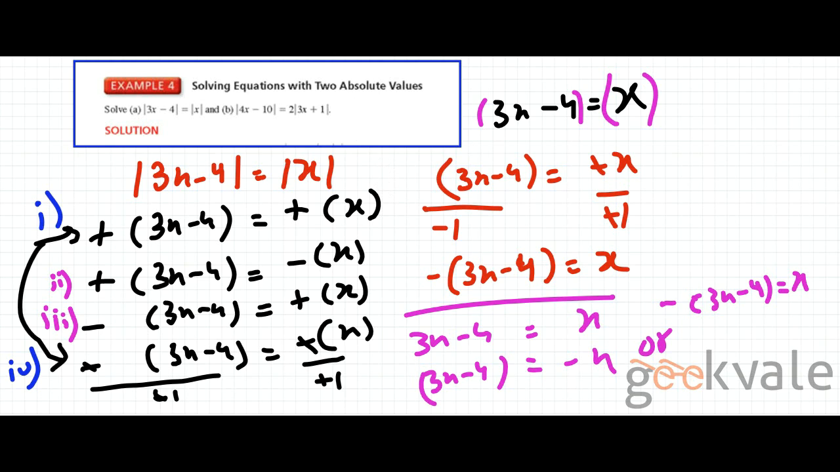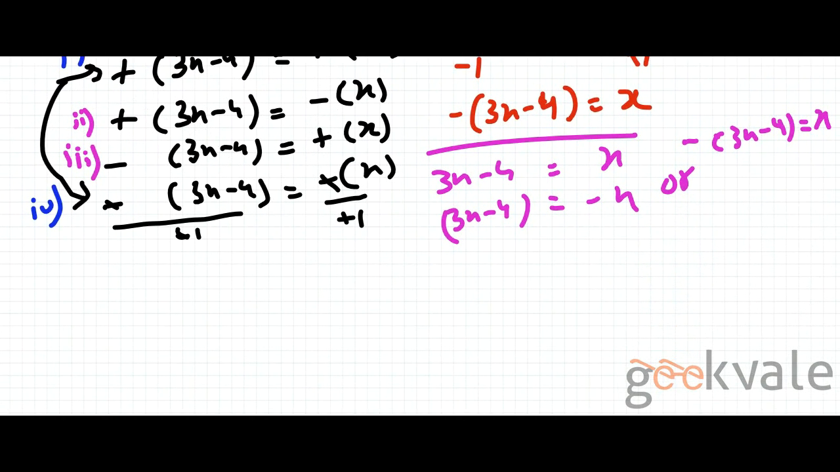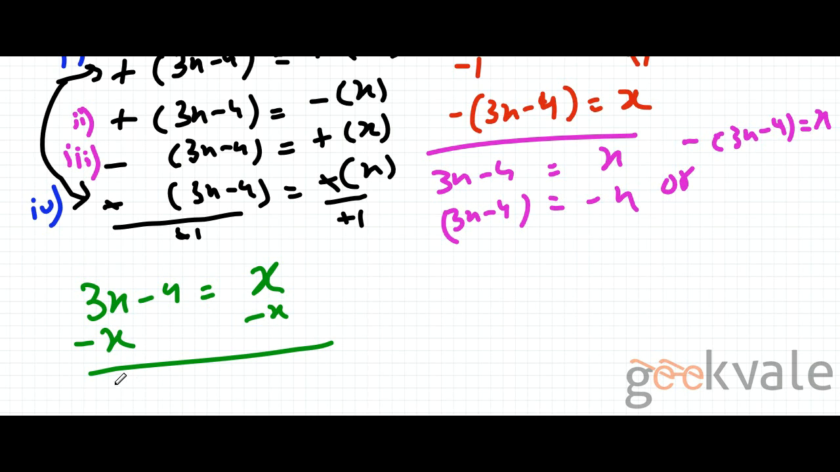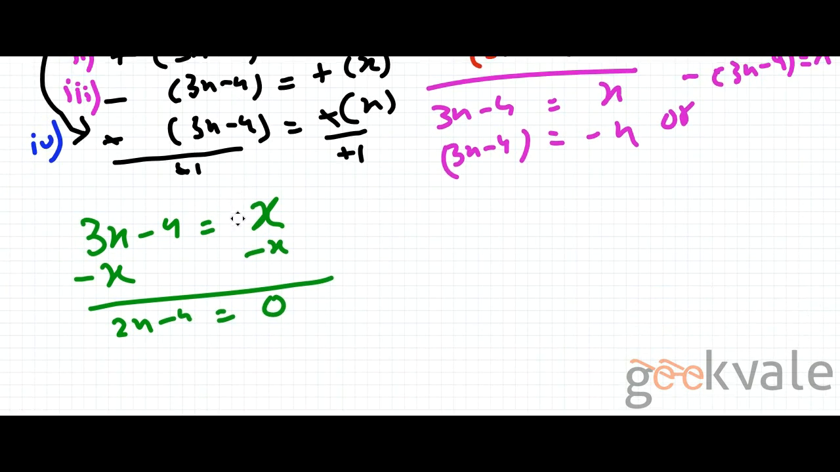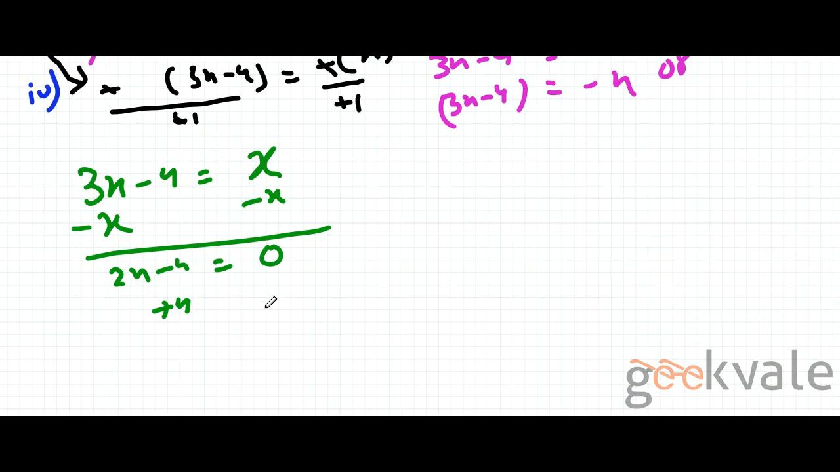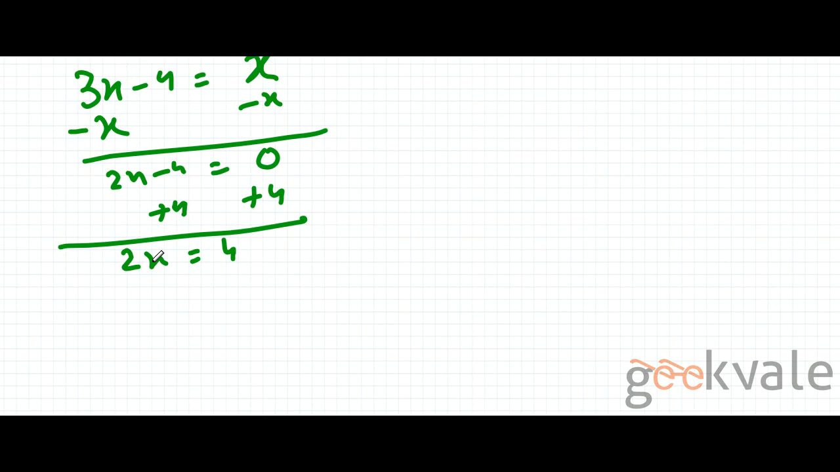Now we already know how to solve these equations; you can check out the previous lecture on that too. Let's try solving them here as well. One version is 3x take away 4 equals x. I subtract x from both sides to keep x on one side, and get 2x take away 4 equals 0. Then I add 4 to both sides to get 2x equals 4. Dividing both sides by 2, I get x equals 2.